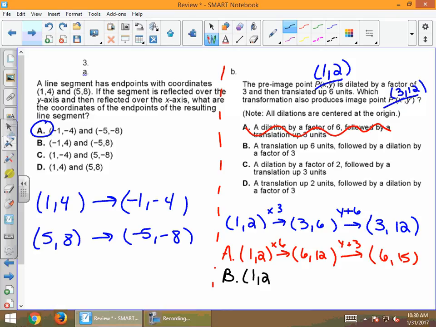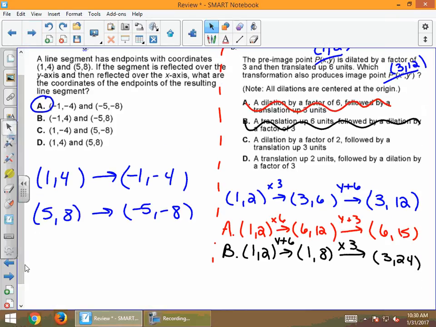Still dealing with that original point, 1, 2. Translate it up 6. So what's the next point going to become? We translate it up 6. The x value doesn't change. You add 6 to the y value. Followed by a dilation of 3. What do we get when we multiply that point by 3? 3, 24. Does that match? Nope. The x value matches, the y value doesn't. So it can't be B. Let's see if C gives us the right answer.